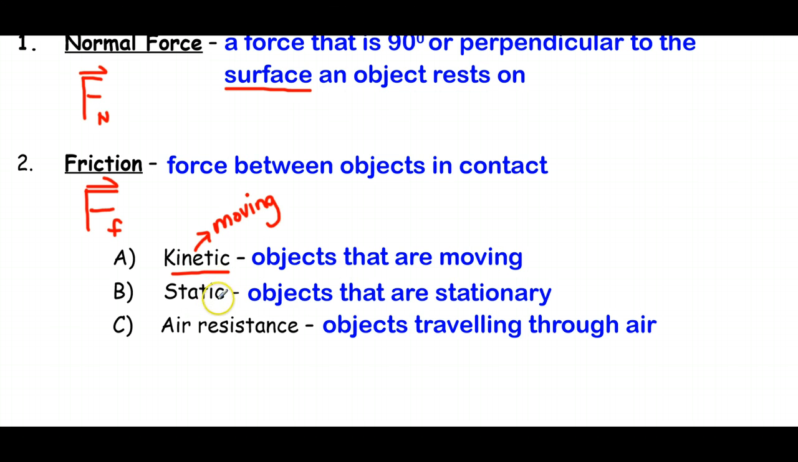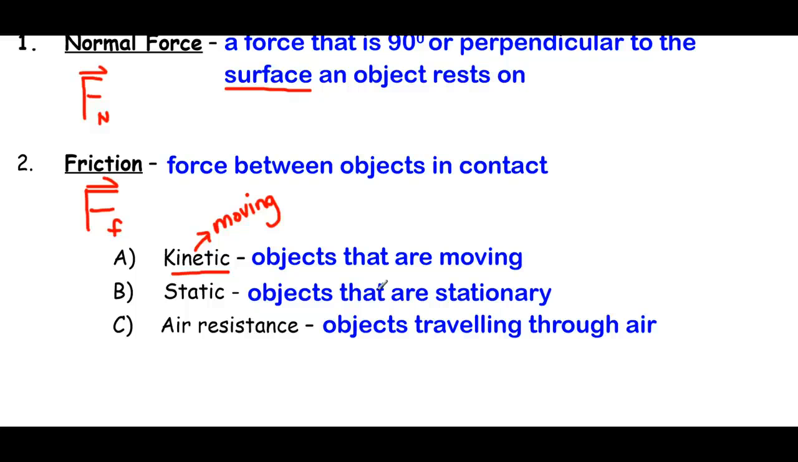Now, static is the same thing, but we're just looking at something that's stationary to begin with, and we want to try and get it to move. Anything in contact with anything else has a certain degree of friction. It's sort of like a stickiness that is created between those 2 surfaces. So I'll give you an example you can think of. If you were to take your desk and try and push it across the floor that it's sitting on, it would be tough, and you'd have to use quite a bit of force to overcome the friction that exists between the floor and the desk.